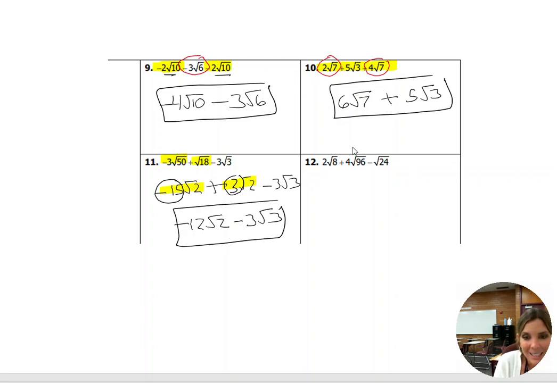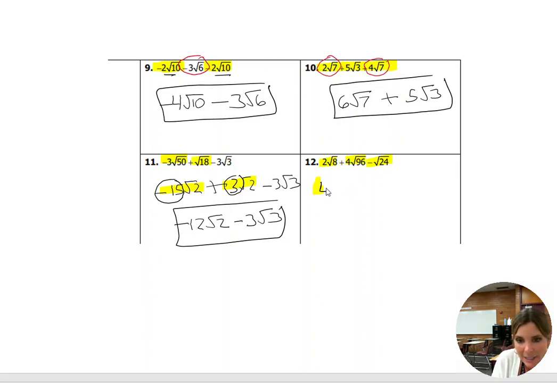Okay, last example. 2 root 8 simplifies, 4 root 96 simplifies, and negative root 24 simplifies. Remember to decide if the root simplifies or not. Just plug it in your calculator and your calculator will tell you. If you have a number that you plug in your calculator and it doesn't give you anything different than what you plugged in, then you know that that one does not simplify.